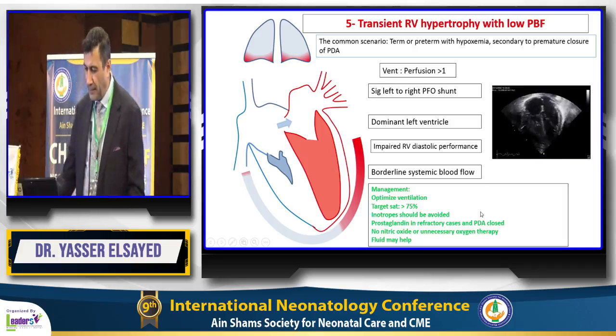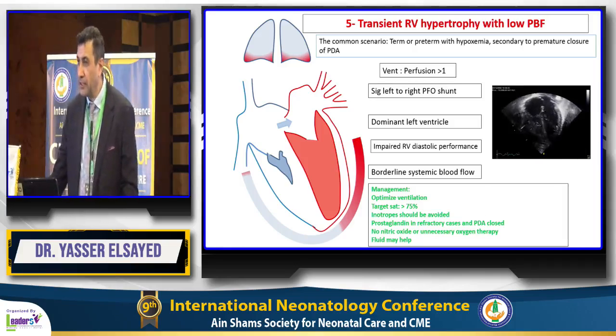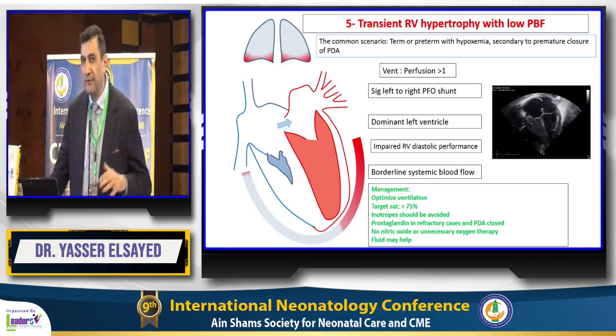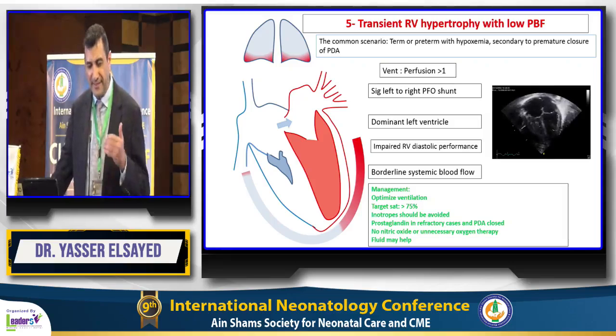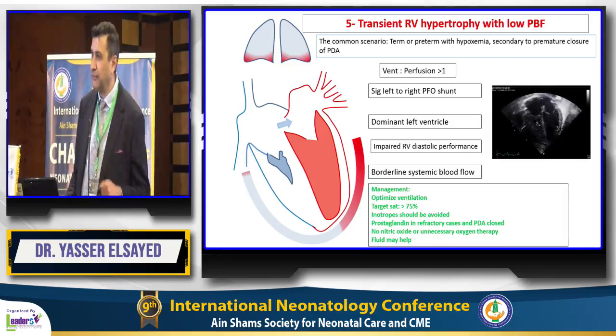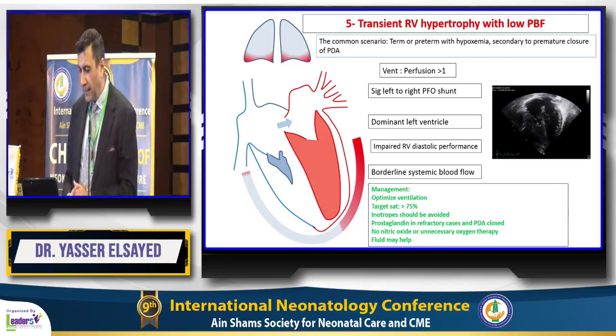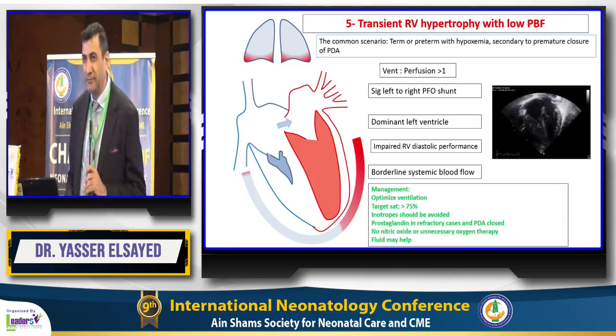Management: optimized ventilation, target saturation more than 75. Treat this case as congenital cyanotic heart disease. Don't give oxygen, because oxygen might lower the pulmonary vascular resistance more, which might lower the blood flow through the circulation. And don't give any inotropes in a hypertrophic heart. That might actually worsen the situation.